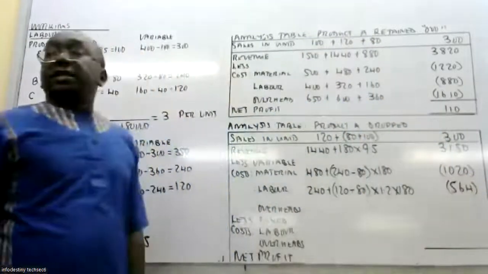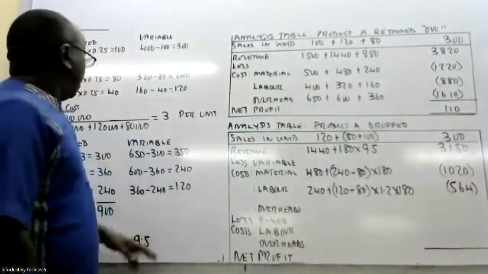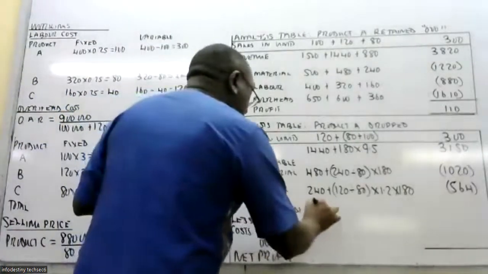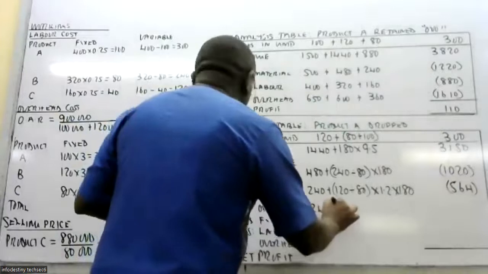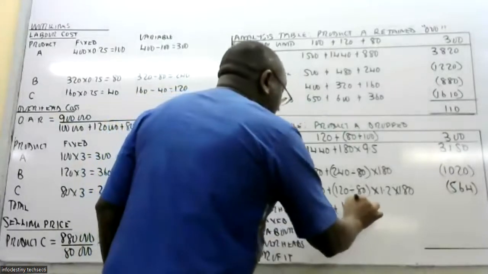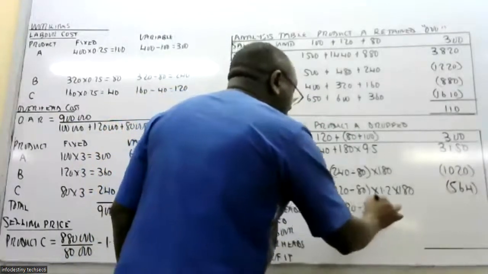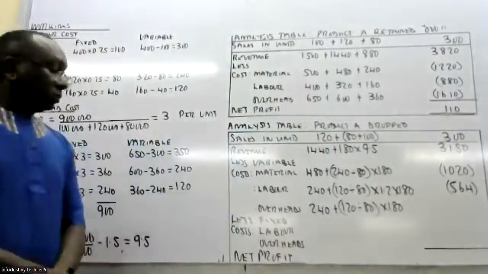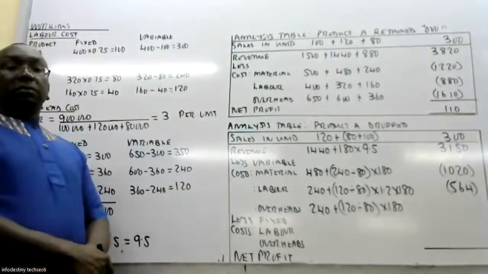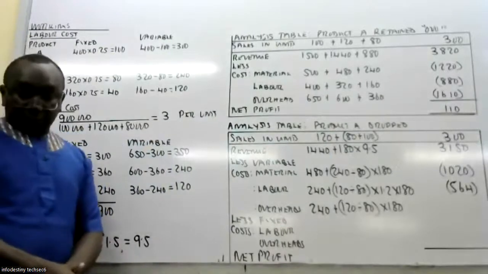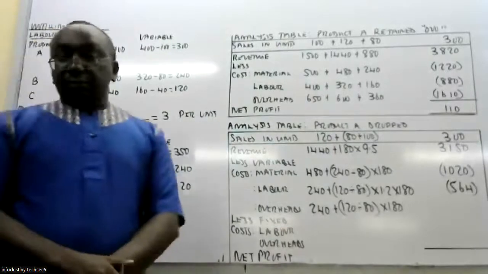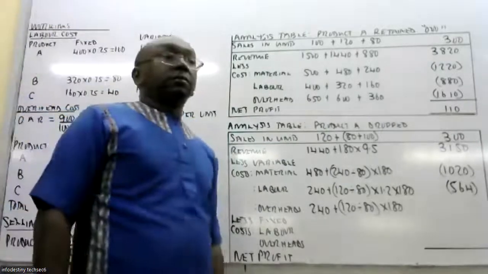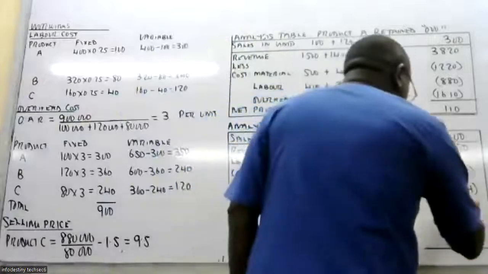Put the overheads the same style. This one of 350 will not be there. Utakuwa na huyu wa 240 plus hii 120. You divide by 80, then multiply by 180. $510.